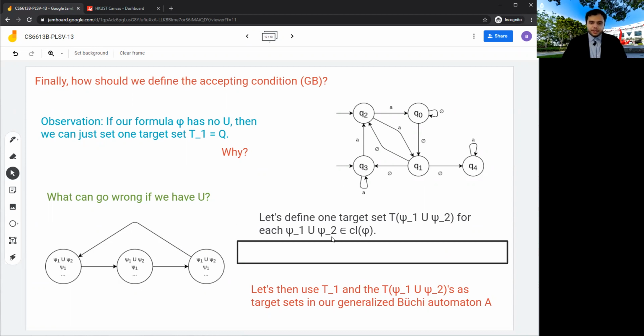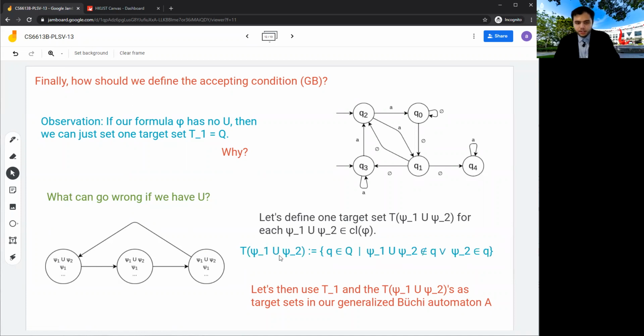Okay? And what is the target set that we define? Well, we want to avoid this bad case. So we want to say that we either don't get here, or whenever we get to this until, we will eventually get to the second part, right? And I can do it by defining a target set, which is the set of all states that either do not have this psi1 until psi2 in them, or they have psi2 in them.